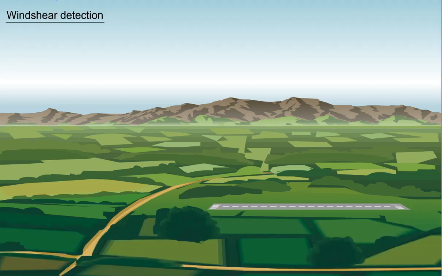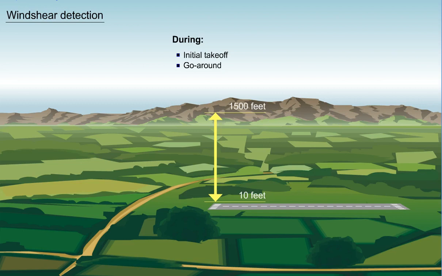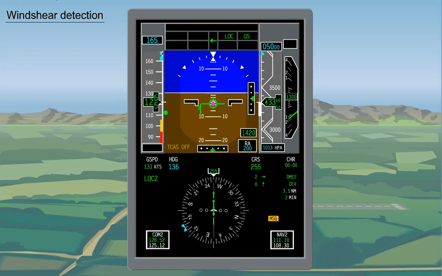Wind shear detection is only active between 10 and 1,500 feet radio altitude during the initial takeoff, go-around, and final approach phases of flight, and when detected by the EGPWS. Wind shear caution messages include amber wind shear message on the PFD and a single "Caution, wind shear" aural alert. A wind shear warning message consists of a red wind shear message on the PFD and a single "Wind shear, wind shear, wind shear" aural alert.